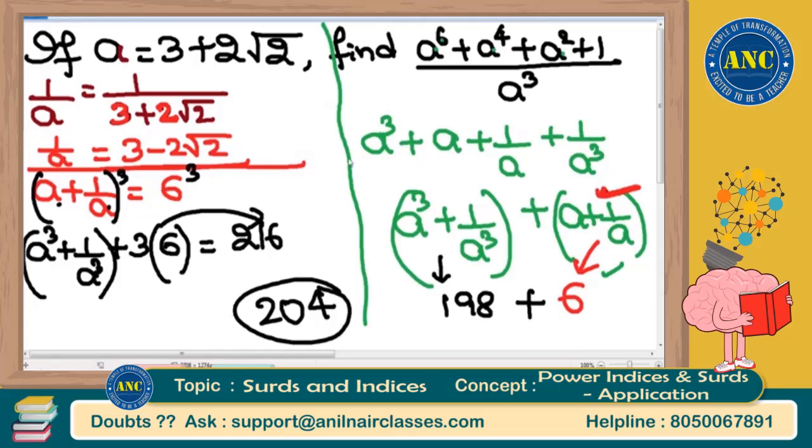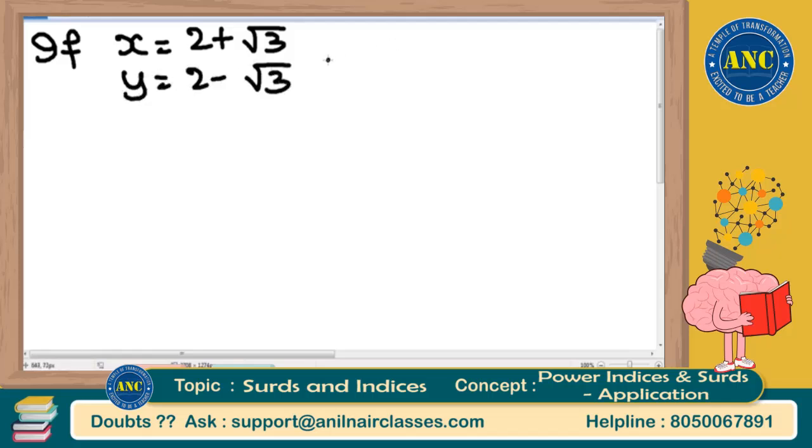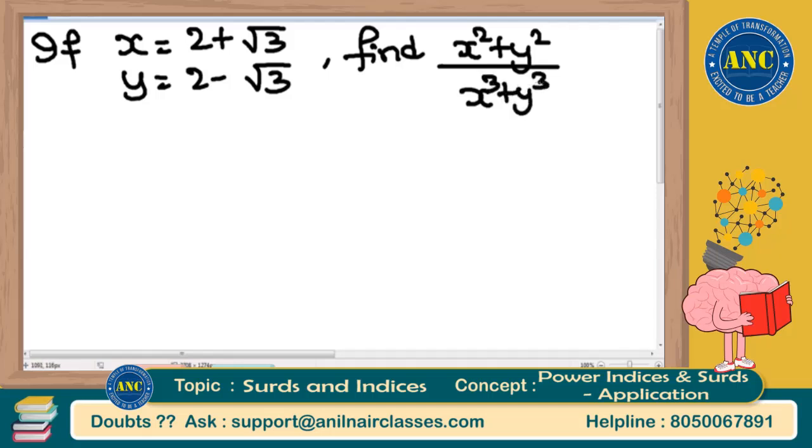Next, another question. This is how you need to analyze in the questions. If x is equal to 2 plus root 3, y is equal to 2 minus root 3, find the value of x square plus y square divided by x cube plus y cube. I need to find this value.